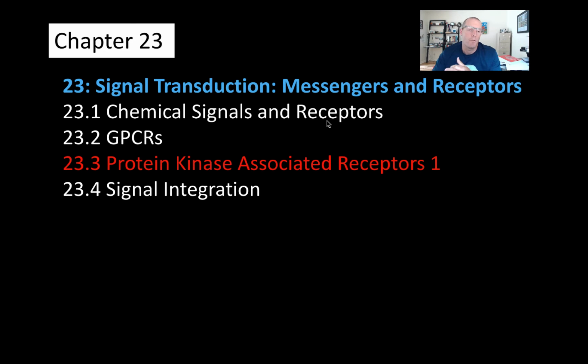Back to chapter 23, folks. So we can do a few videos looking at protein kinase associated receptors, and much of what we talk about will be receptor tyrosine kinases, but we'll probably see some serine threonine kinases as we get going. So protein kinase associated receptors, they're not only receptors, but they have their own inherent biochemical activity in as much as they function as kinases.